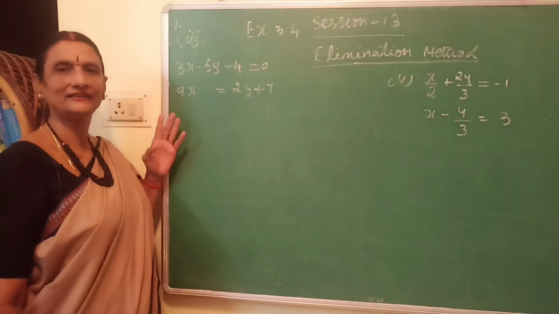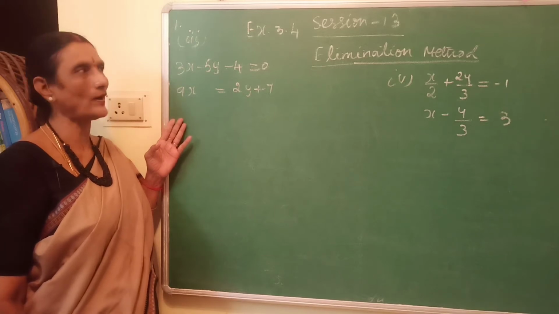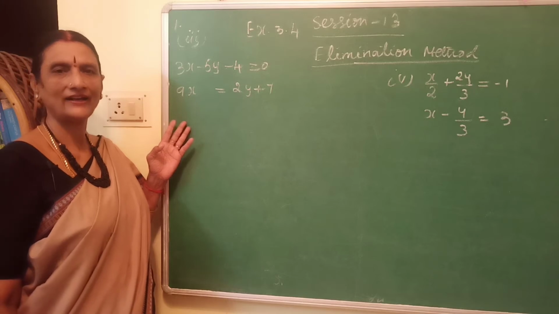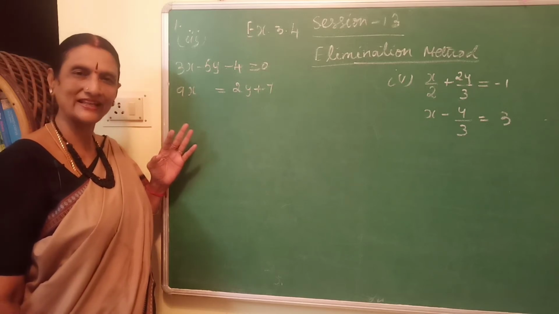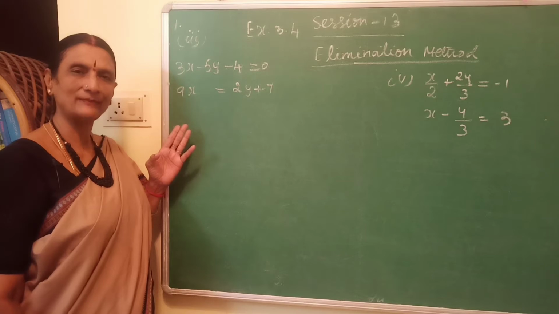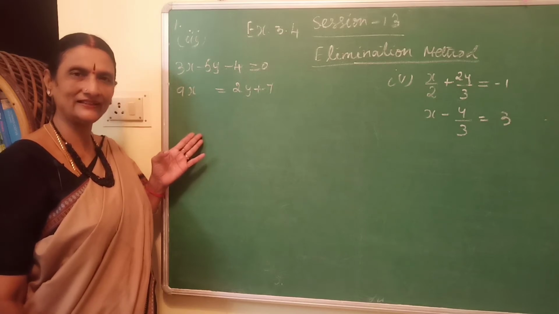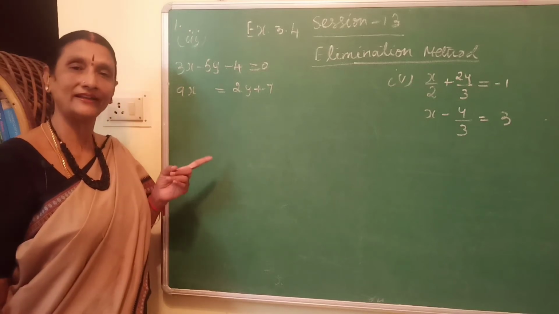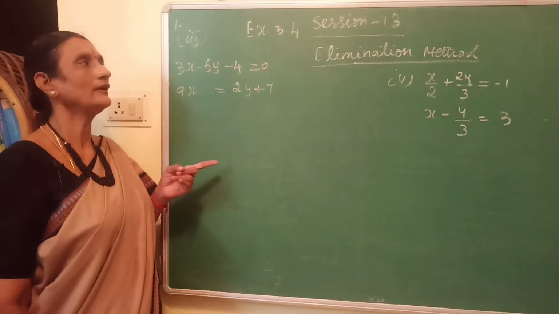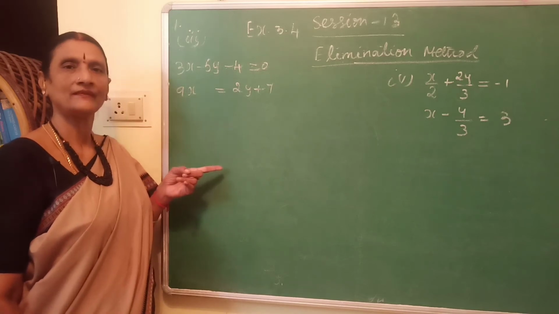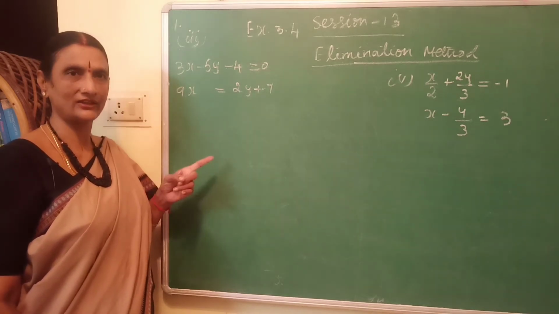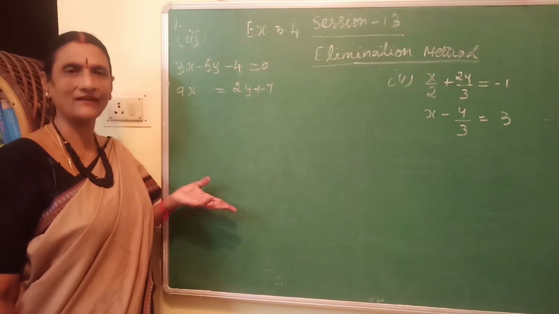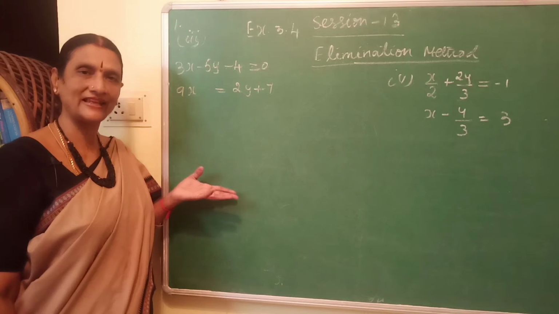We'll move on to the third subdivision of question number 1 from exercise 3.4. Okay, are you all ready? So now you tell me, what is elimination method? Elimination method means it is the elimination of one of the variables with respect to one equation. Okay, we can remove the variable x or y, anything you can choose, with respect to one of the equations. Or we have to take the LCM.